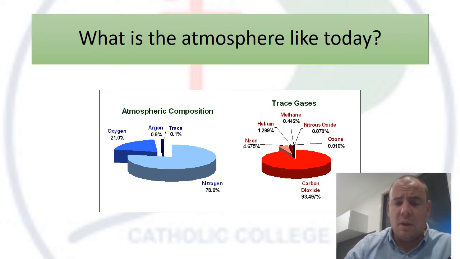What's it like today? Well, this pie chart shows you what the Earth's atmosphere is made up of. On the left hand side, the blue, a lot of people naturally think there's lots of oxygen in the atmosphere. It's not. It's only the second greatest amount of gas in the atmosphere. Nitrogen is 78%, followed by oxygen at 21%. Argon, 0.9%. You might think, what's argon? Well, it's actually used in welding. It's used to get rid of any oxygen.